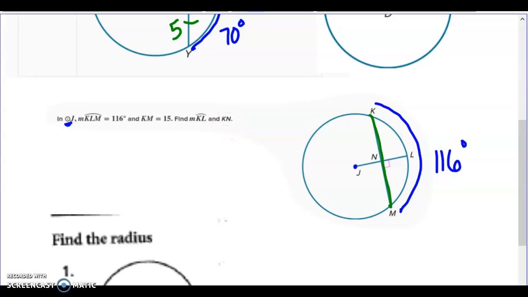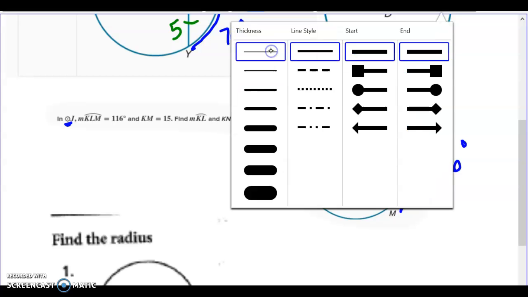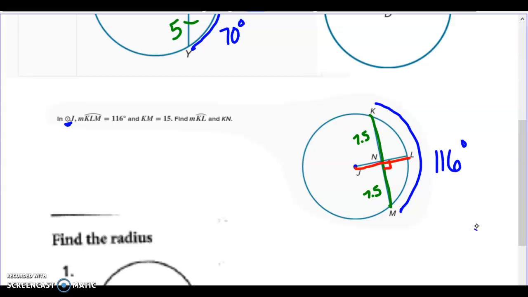Well, when I take a look here, J to L is my radius, and it's perpendicular to chord KM. So that means it got bisected. The whole thing was 15, so each of these would be 7.5. And if my entire arc there is 116, then that also got bisected. So what's half of that? 58. So this would be 58 and this would be 58. All right.